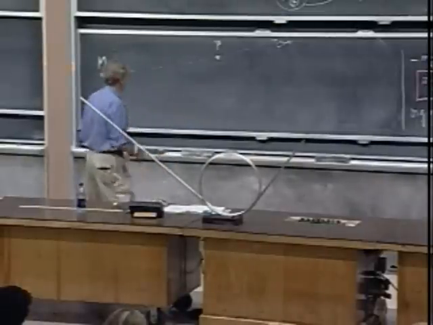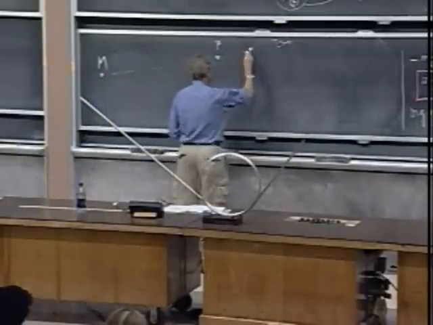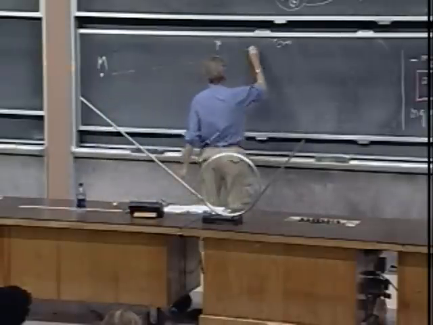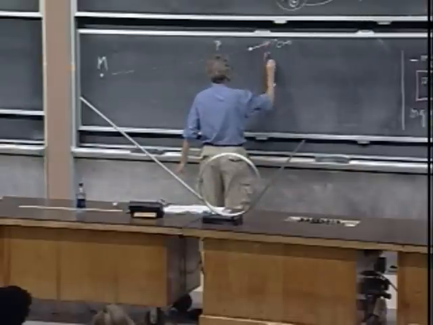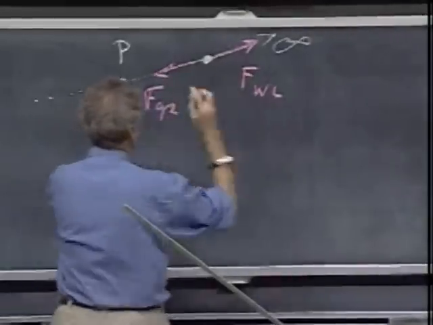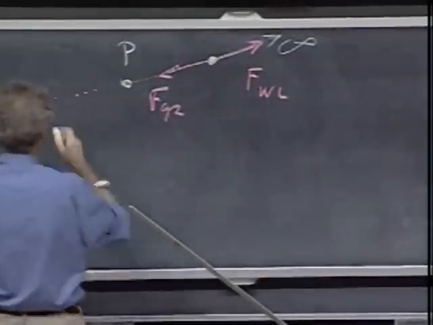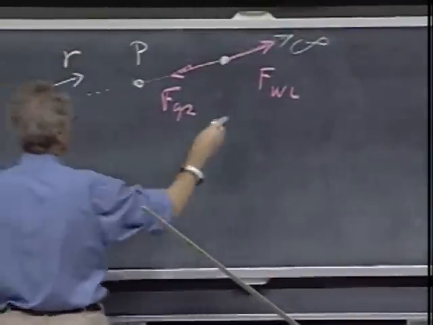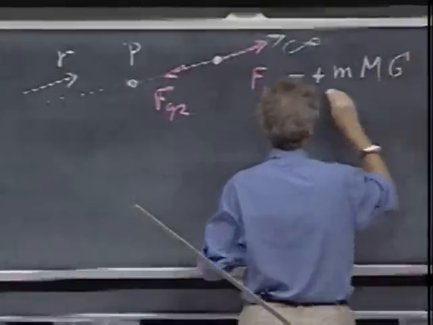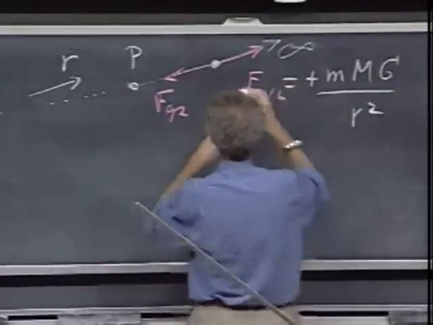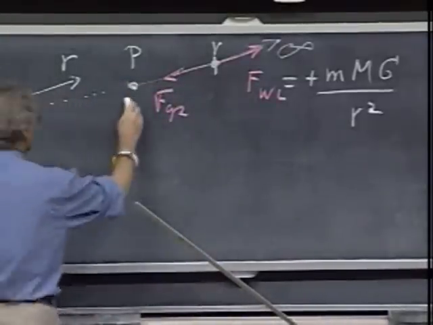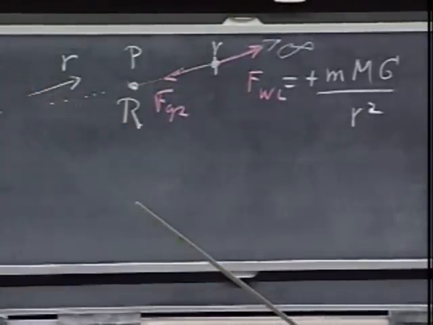The force that I will experience, that I will have to produce, is this force. Force of gravity is this one. The two are identical except that mine is in this direction. This is increasing value of r, so mine would be plus mg divided by r squared if I'm here at location r. And let this be at a distance capital R from this object.